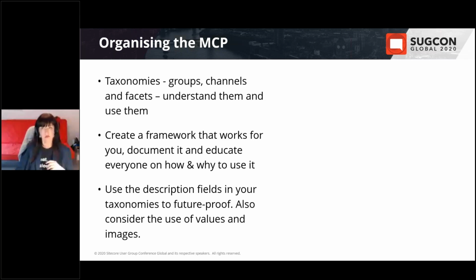There can also be some really cool uses for values in here. I'm not just talking about goals, I'm talking about other things. You can do some fun stuff with values. Have a look in the white paper for how that will work. And then also I'd consider using images. Don't spend forever creating icons, but images can be really helpful, again, just to give that visual representation of what you're dealing with.